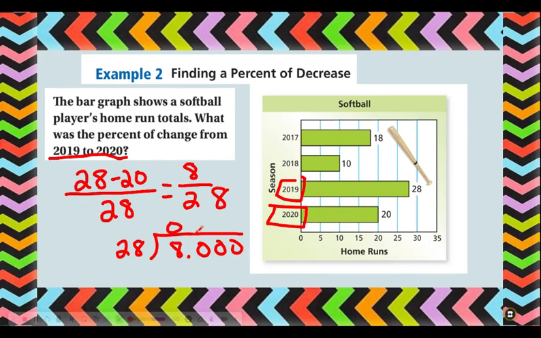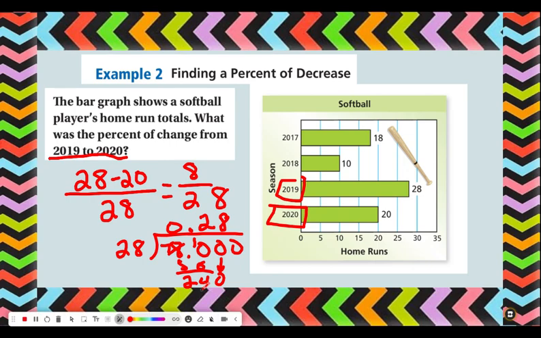So 28 can't go into 8. 28 can go into 80 2 times. That was 56. Subtract, 8, 7. That's 240. Bring down the 0. So when I finished it, I'm running out of room here, but on my paper when I finished it, I got 0.2857. So we want to round it to the nearest tenth.